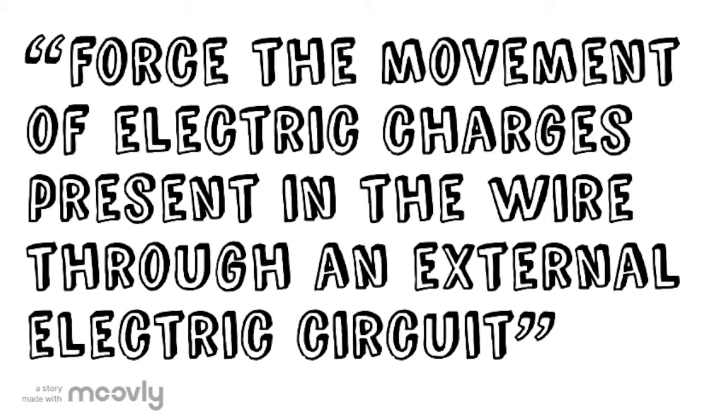Because of this, the amount of electricity coming out from the electric generator can vary, and a reduced amount of electricity will travel on to power things. One important thing that needs to be clarified about electric generators is that they do not create electric currents. They simply force the movement of electric charges present in the wire through an external electric circuit.